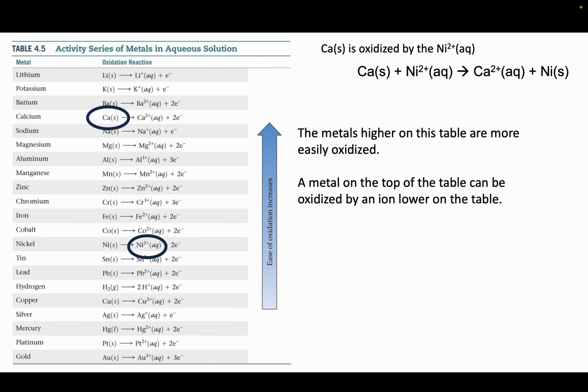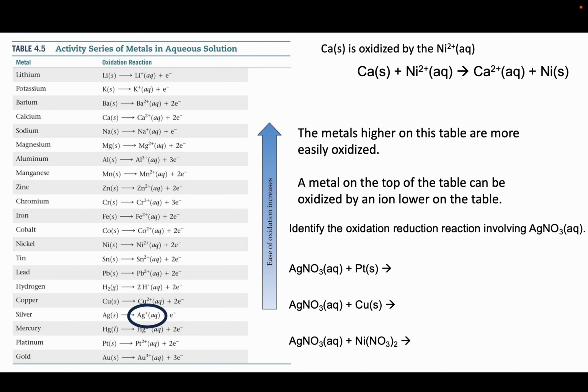To look at what we just said took place, I see calcium solid above nickel ion on the table. Excellent. This tells me that the calcium can be oxidized as the nickel is reduced. Calcium solid is oxidized to form the ion as the nickel is being reduced. I'm looking for the solid above the ion on the table for the reaction to take place. So let's apply this. Identify the oxidation reduction reaction involving silver nitrate.